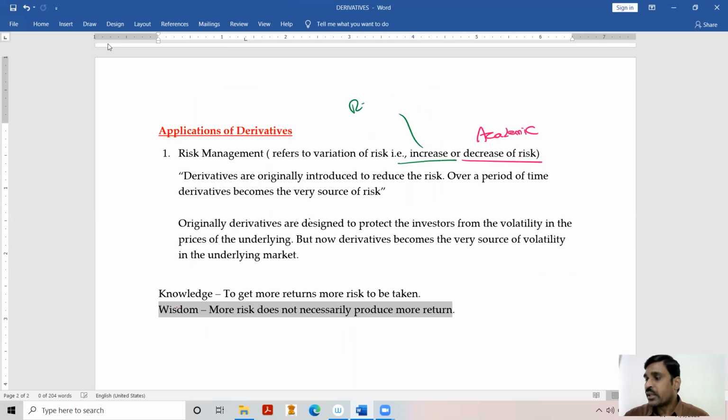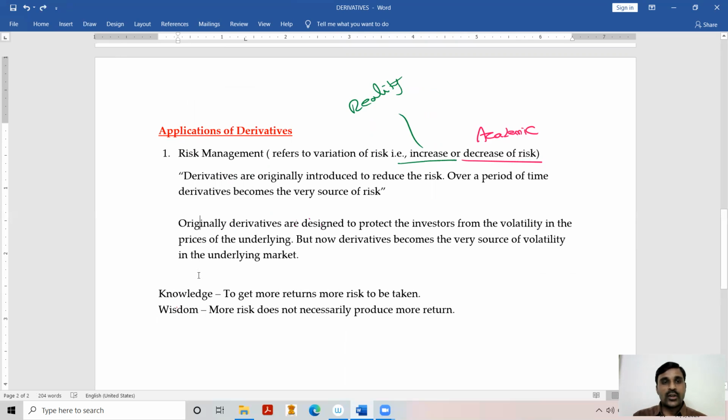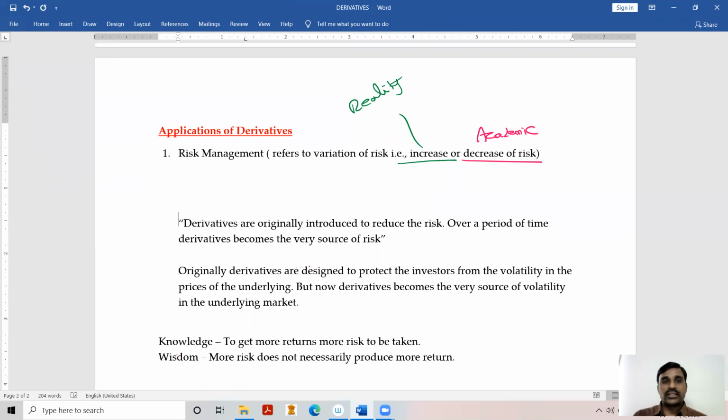So really, in reality, most volumes of derivatives are driven to increase the risk, not necessarily to reduce the risk. Okay, that is the point you have to understand. Therefore, derivatives can be used to increase the risk also, not necessarily to reduce the risk. This is the first point, risk management.